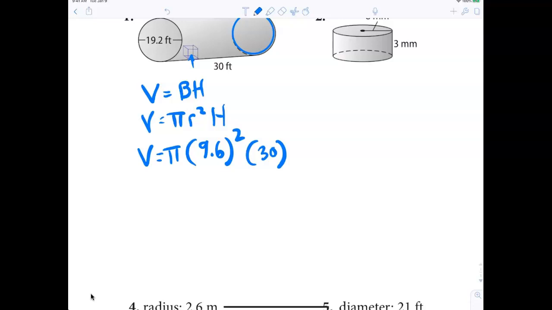Now I just use parentheses. You can just hit multiply if you want. Now everybody take out your calculator, and you enter pi times 9.6 squared times 30. Again, some people are having trouble with their calculators. Sean, where's your calculator?